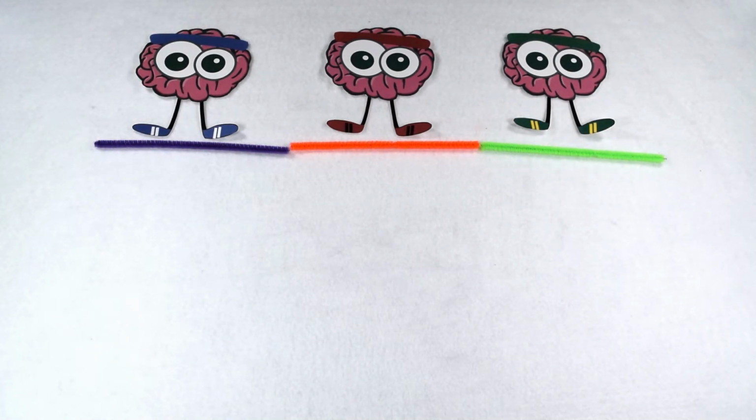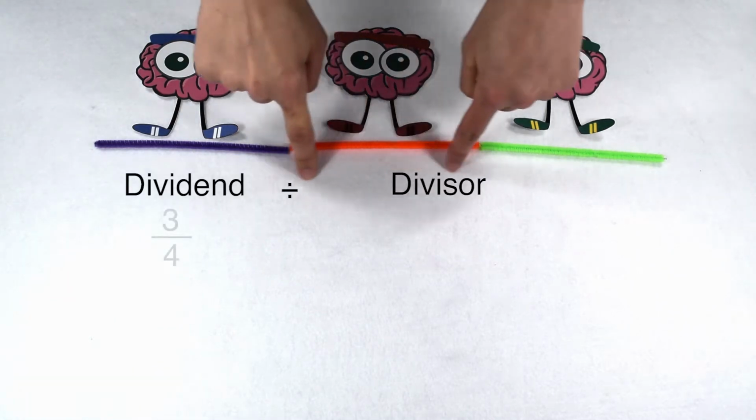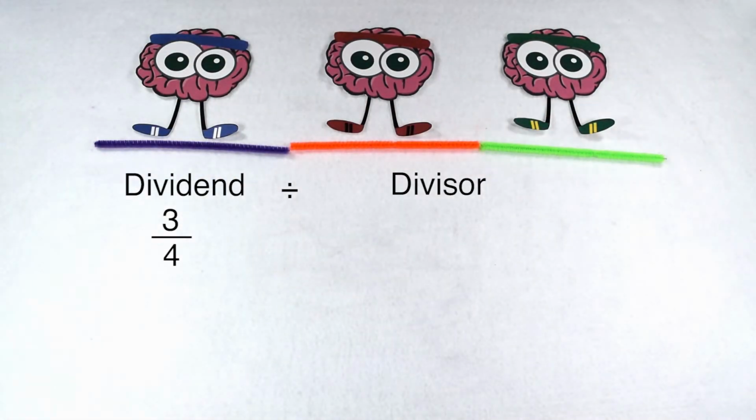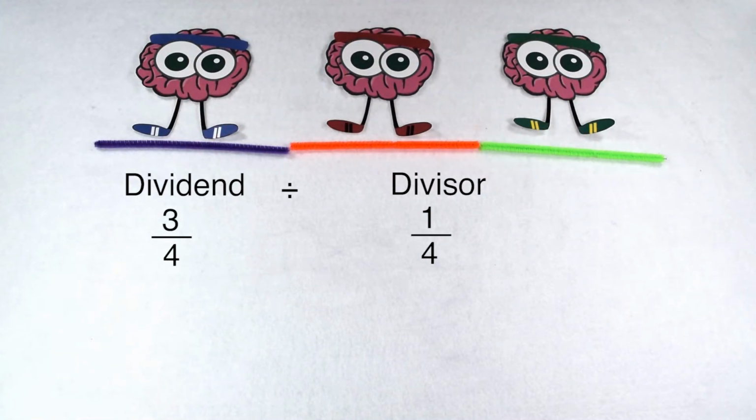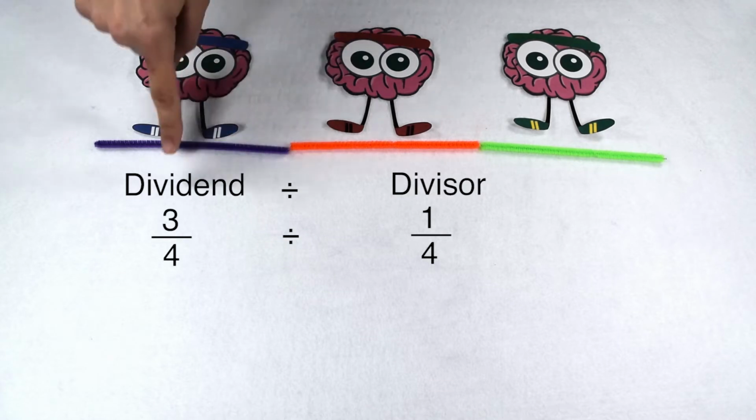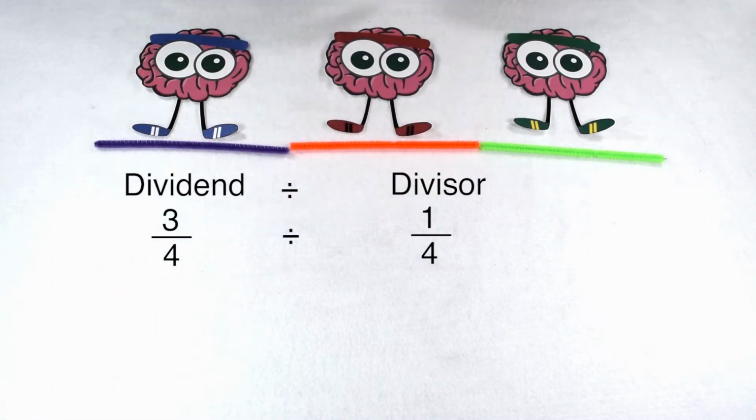The other way we could solve this would be by division. The 3/4 of a mile would be our dividend because that's the total amount we have. The 1/4 of a mile then would be our divisor because that's how we're splitting it up amongst the team members. So we would be solving 3/4 divided by 1/4.